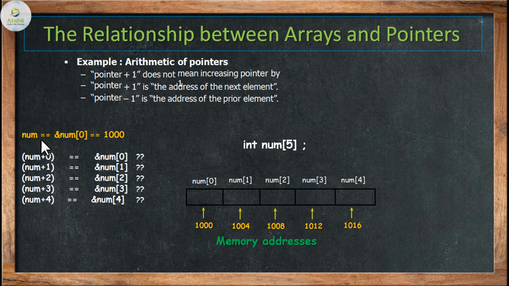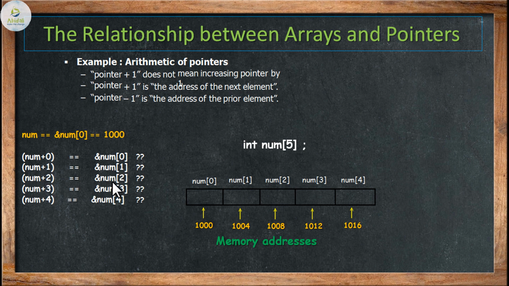So num, which is equivalent to address of num[0], is equal to 1000. When I say num, it is equal to the address of num[0]. Num plus 1 is equal to the address of num[1].